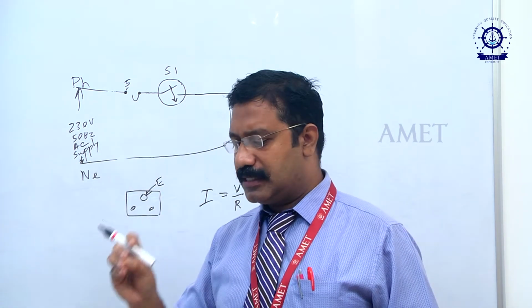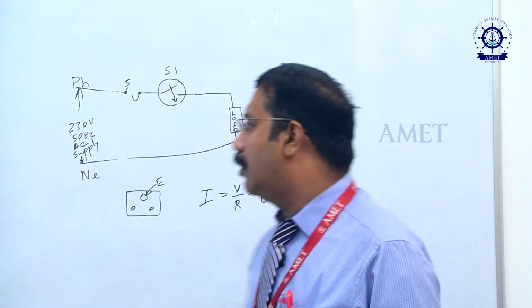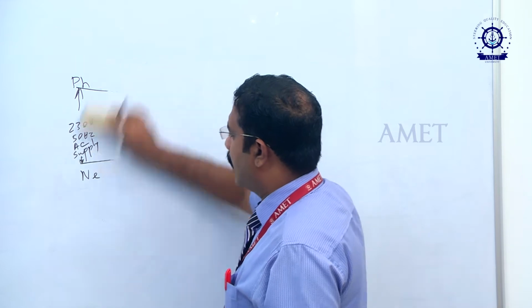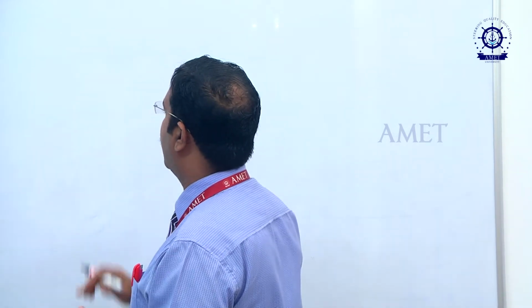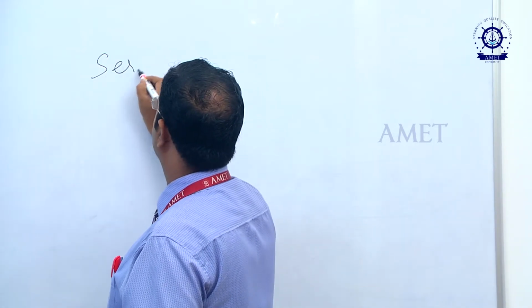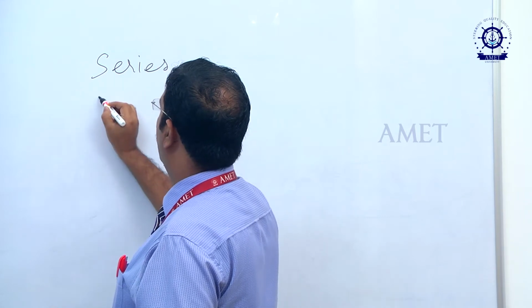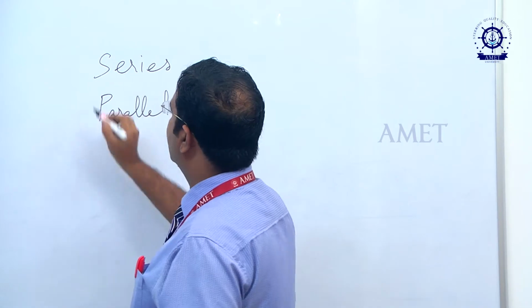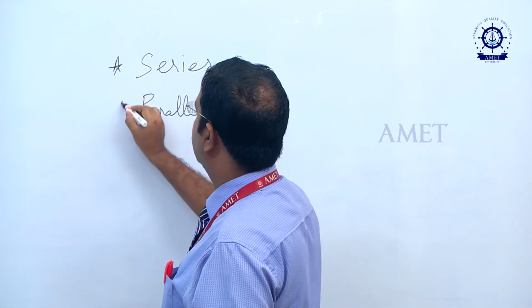In the closed circuit, we will be having two types of circuits. What are they? One is series connection and the second one is parallel connection. Series, and the second one is parallel. Okay, what is series connection and what is parallel connection?